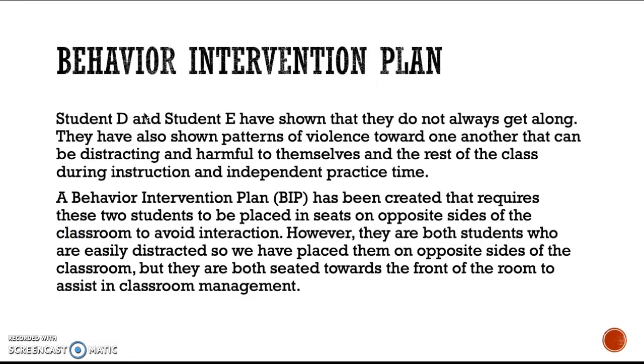So in our classroom, student D and student E have shown they don't always get along well with each other. They have also shown certain patterns of violence toward one another that could be distracting or harmful to themselves and their peers during class time. A behavior intervention plan has been created that requires them to be seated away from each other so that their interactions with each other are minimal. However, we have also found that these are both students who can sometimes have attention problems, so we place them on opposite sides of the room but towards the front so that they can pay attention and it's easy for us to manage their behavior in the classroom.